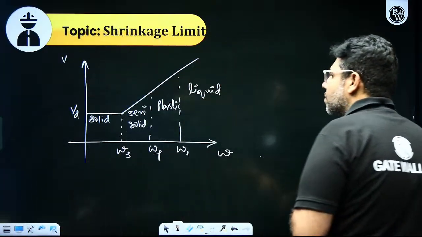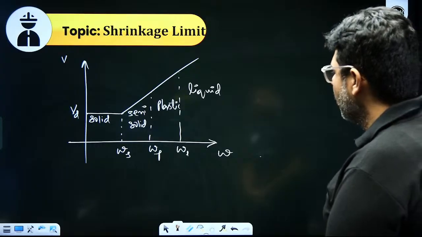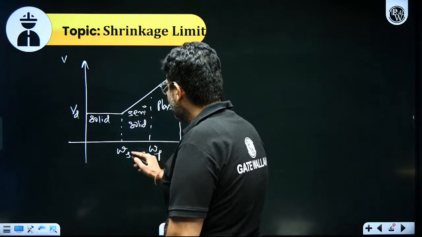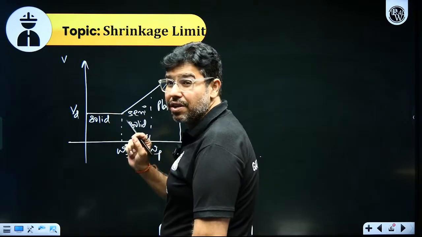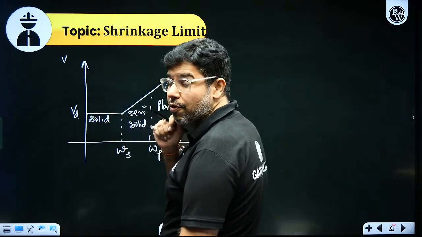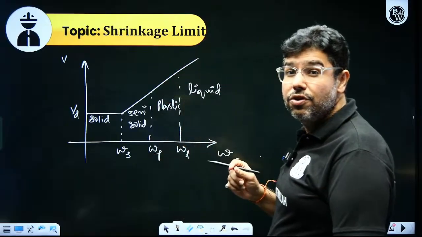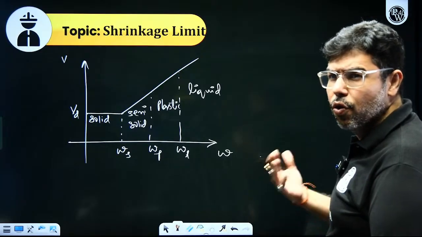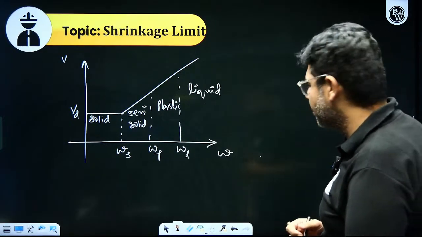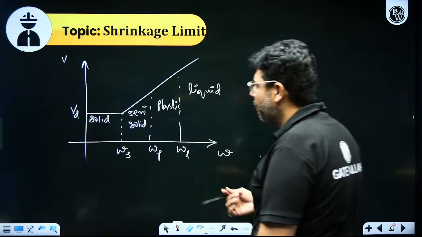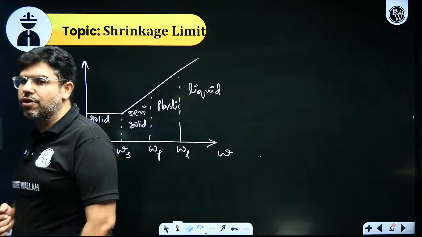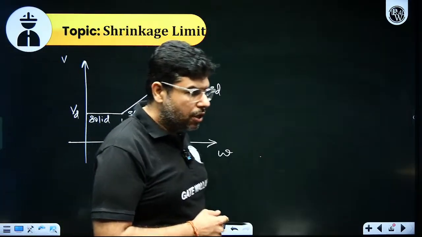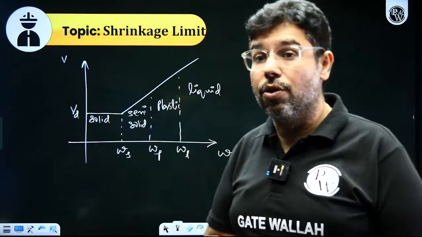Anyways, what I want to say is, at shrinkage limit my soil is just saturated. Beyond shrinkage limit, if you try to dry the soil, its volume will be constant. Its volume will not change and it will go into a partially saturated condition. This will form the basis of how the shrinkage limit of soil is calculated.